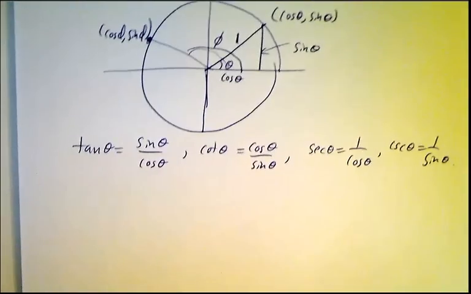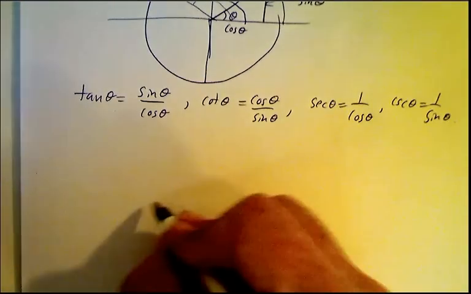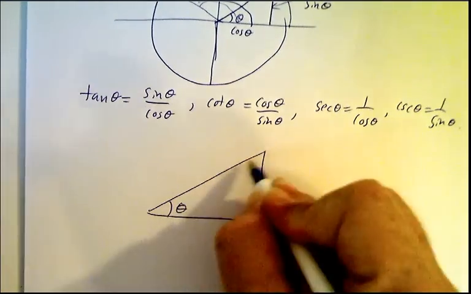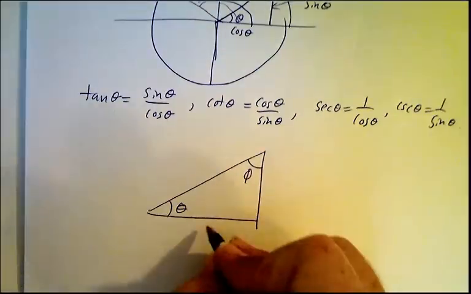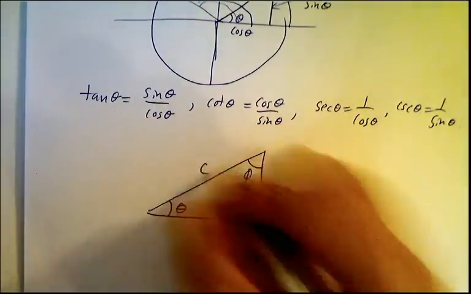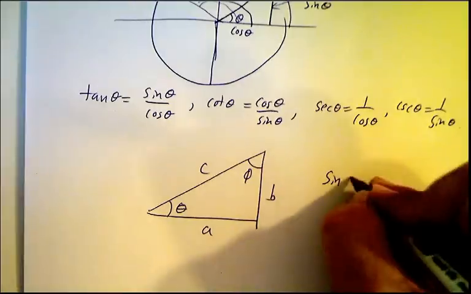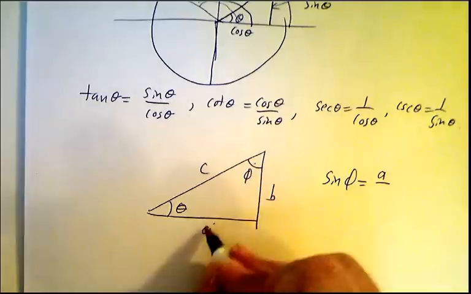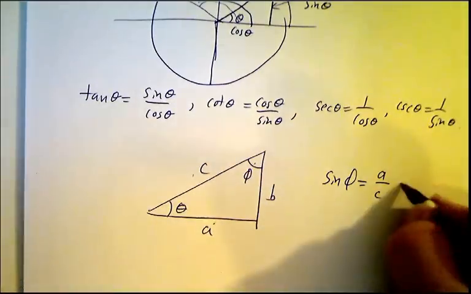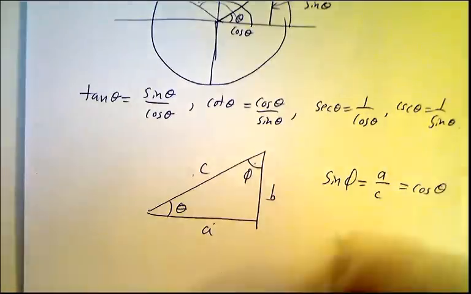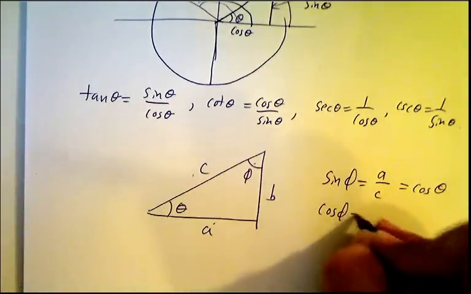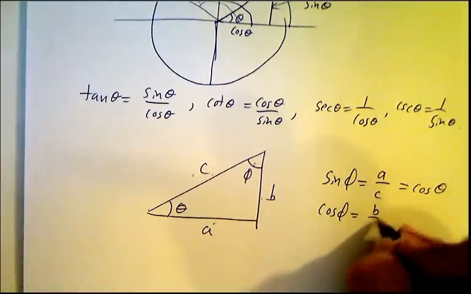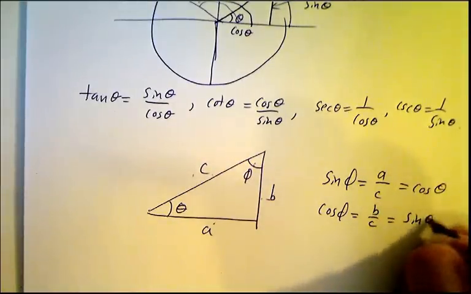Now, one last big deal about these things is, let's go back to the right triangle. So here we have an angle theta. Here we have an angle phi. We have A, B, and C. If you want to know what is sine of phi, that's the side that's opposite phi divided by the hypotenuse. But that's cosine of theta. If you want to know the cosine of phi, that's the thing that's adjacent to phi divided by the hypotenuse. But that's sine of theta.